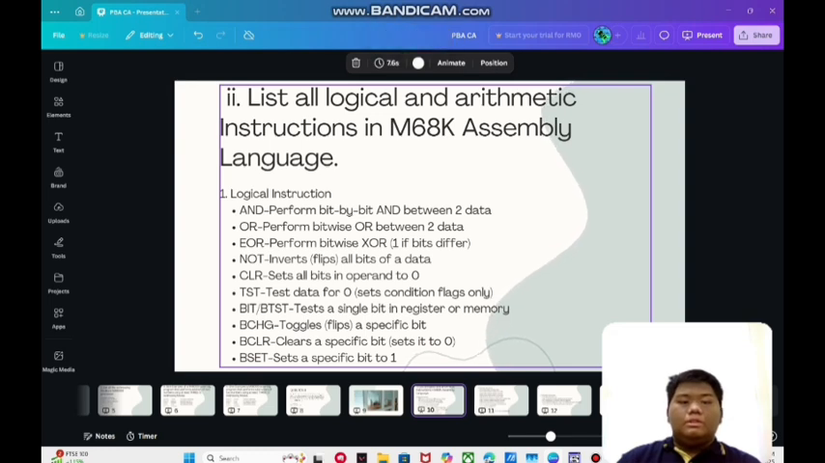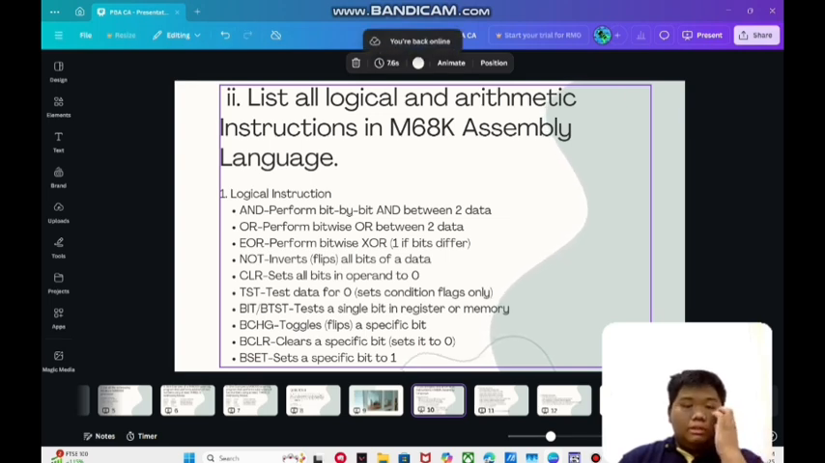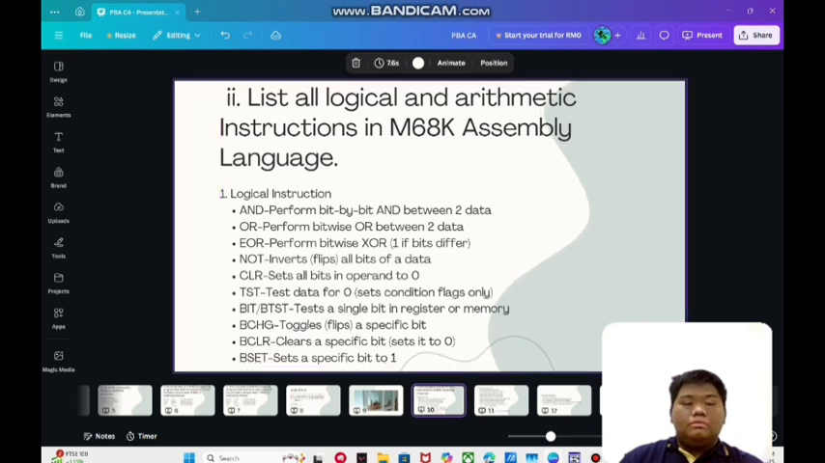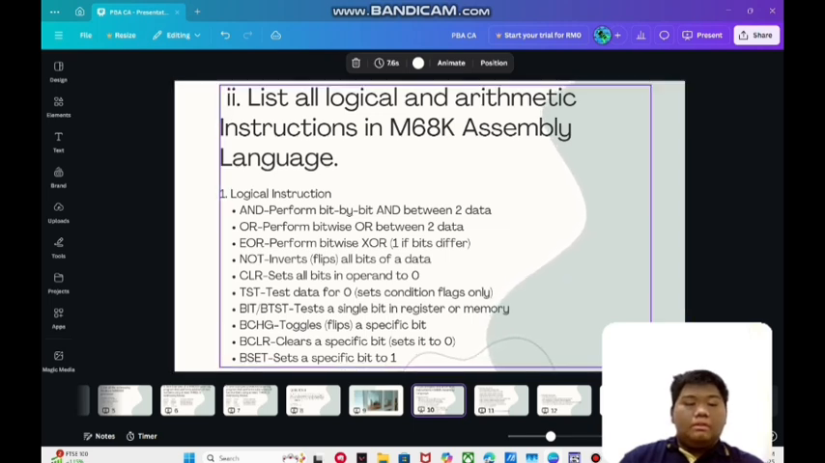M68K assembly language. For logical instructions, we have AND, which performs bit by bit AND between two data; OR, which performs bitwise OR between two data; EOR, which performs bitwise exclusive OR, one if the bits differ. NOT inverses, flipping all bits of a data. CLR sets a bit in the operand to 0. CLR is clear. TST tests data for 0 and sets condition flags only.